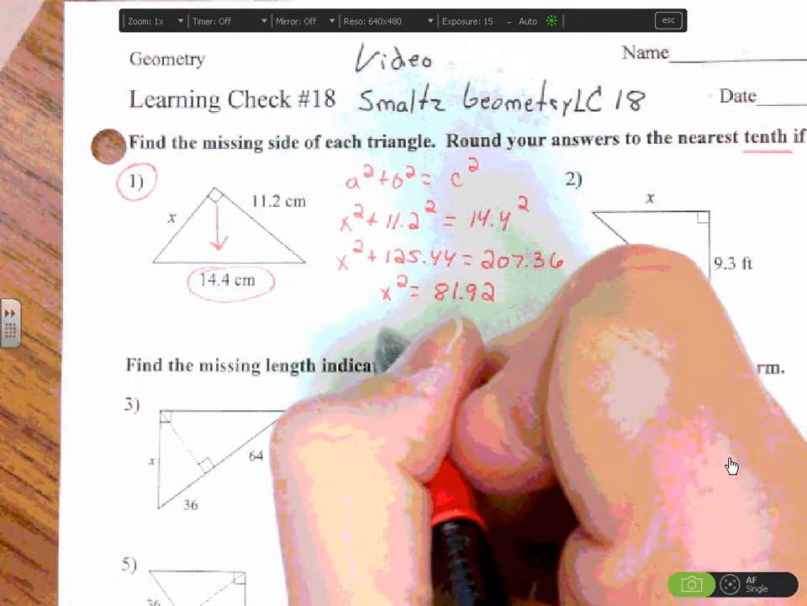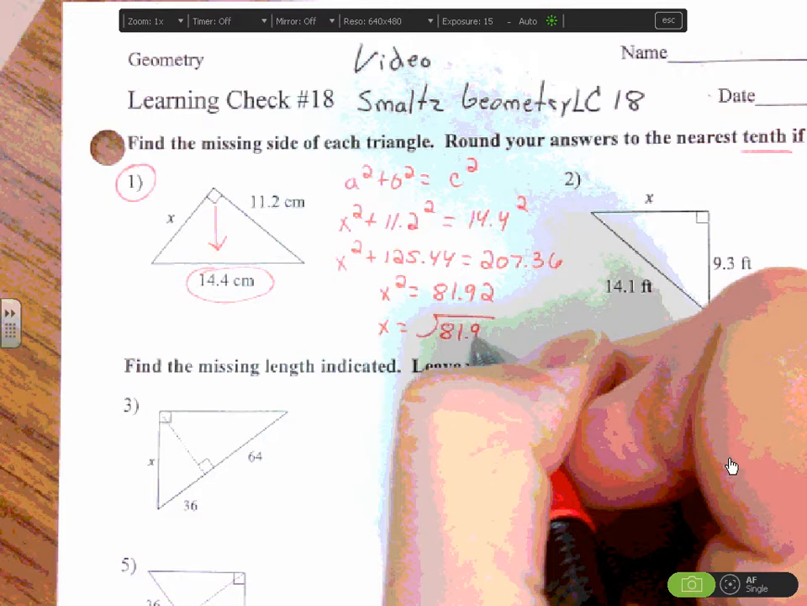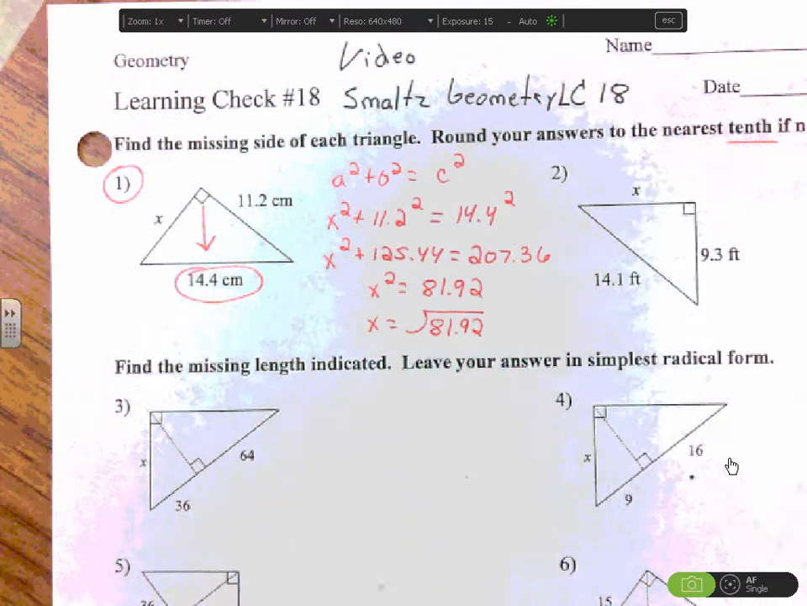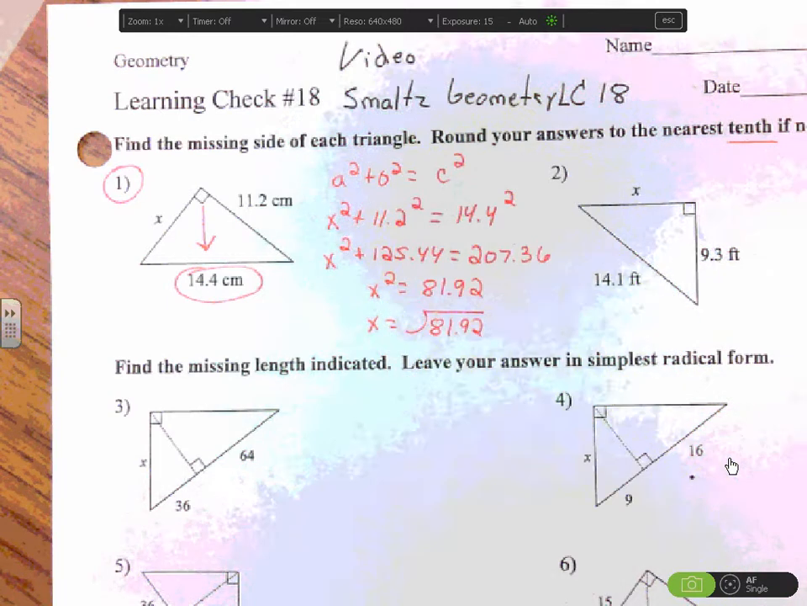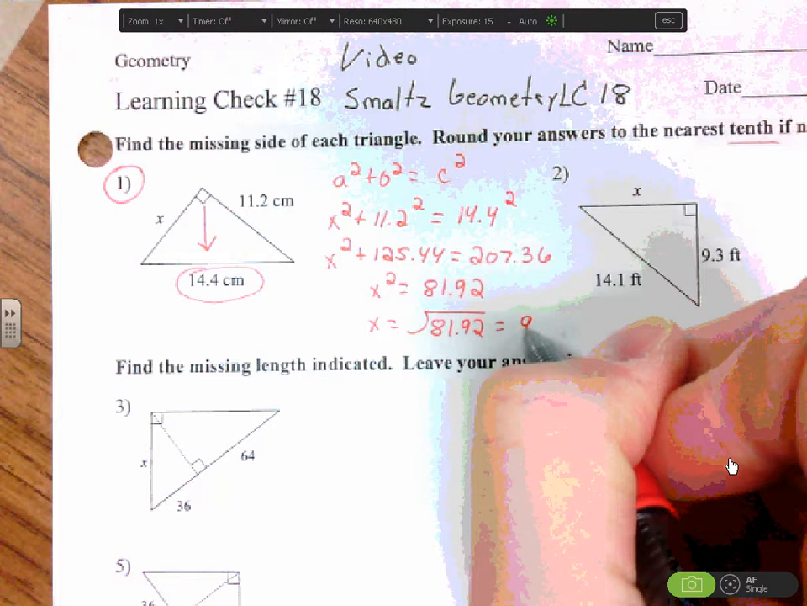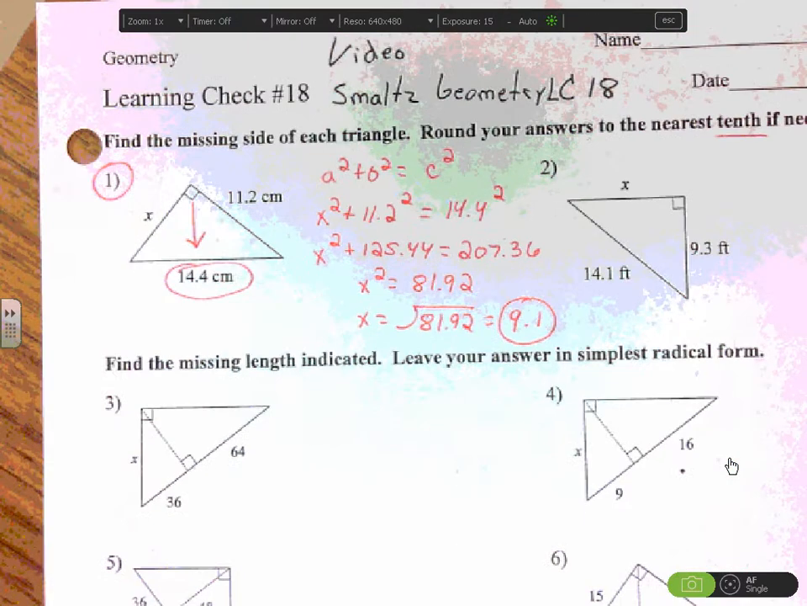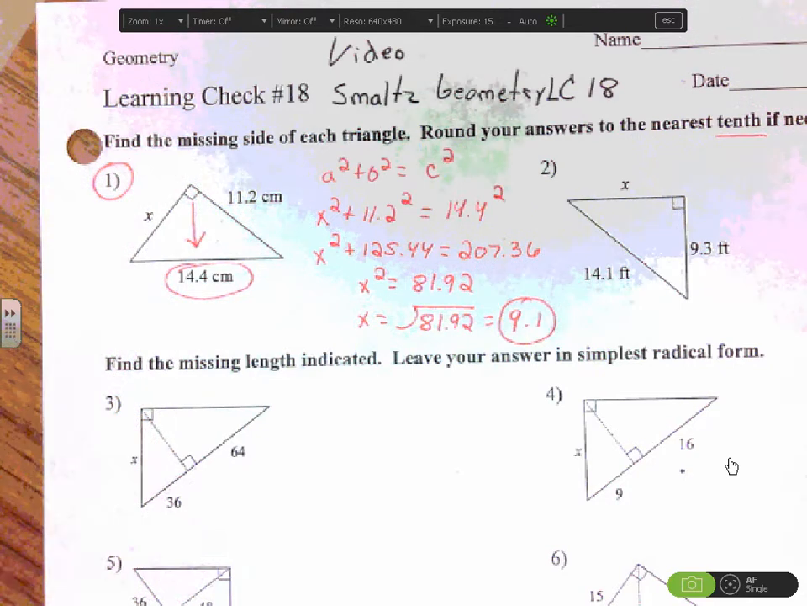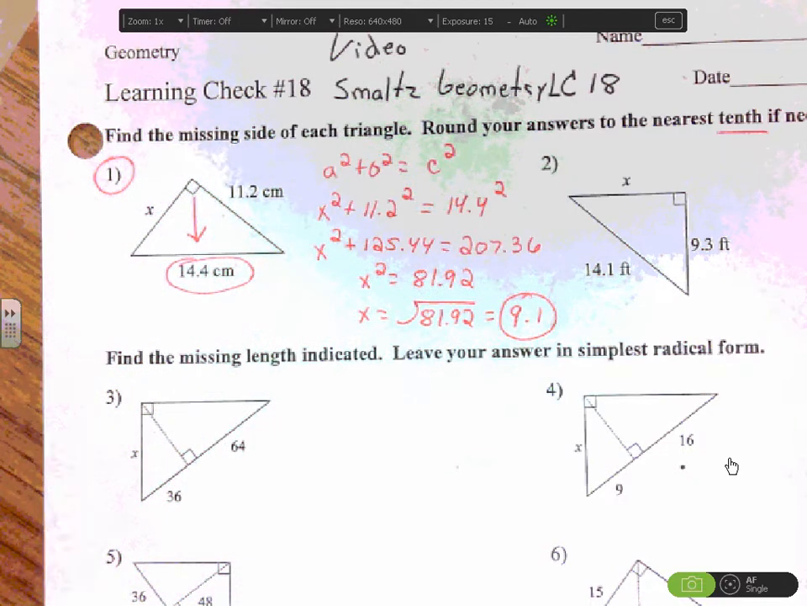Then I would take the square root. So x would be the square root of 81.92. So taking the square root of that answer, I get about 9.1 to the nearest tenth. So numbers 1 and 2 are the Pythagorean theorem: a squared plus b squared is c squared.